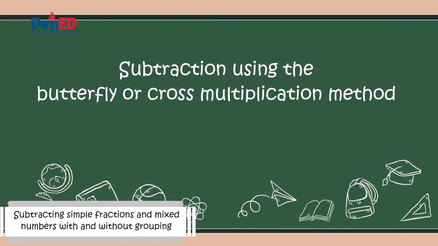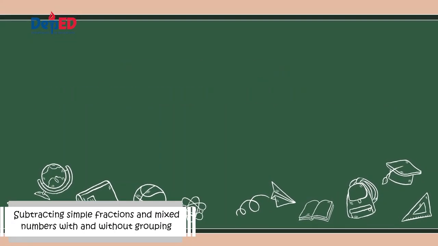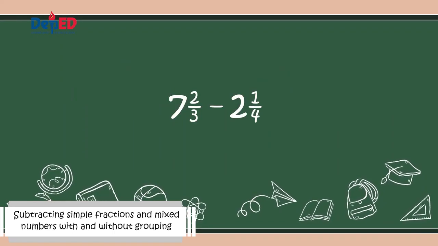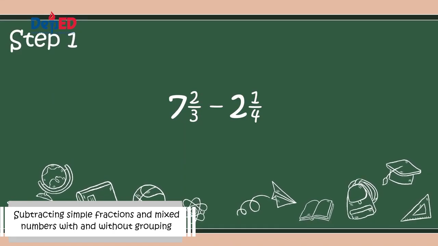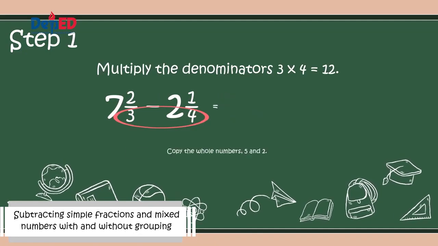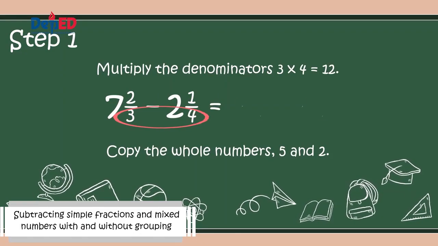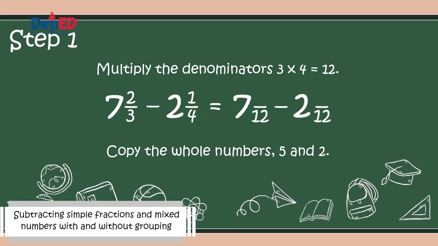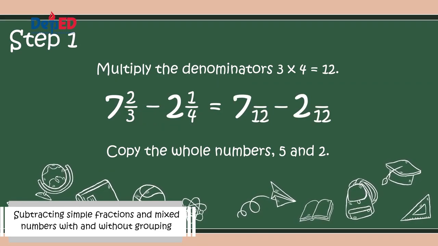Subtract 2 and 1/4 from 7 and 2/3 using the butterfly or cross multiplication method. Step 1. 7 and 2/3 minus 2 and 1/4. Multiply the denominators. 3 times 4 equals 12. 12 is the common denominator. Copy the whole numbers 7 and 2.